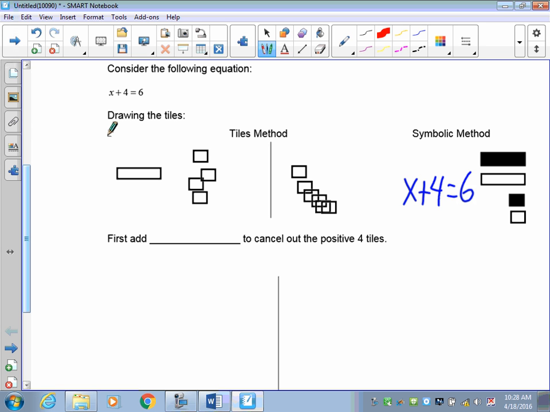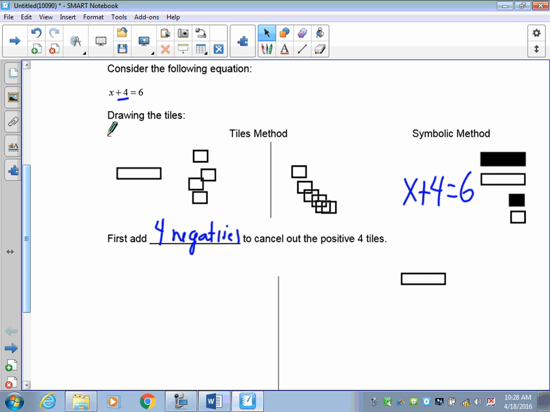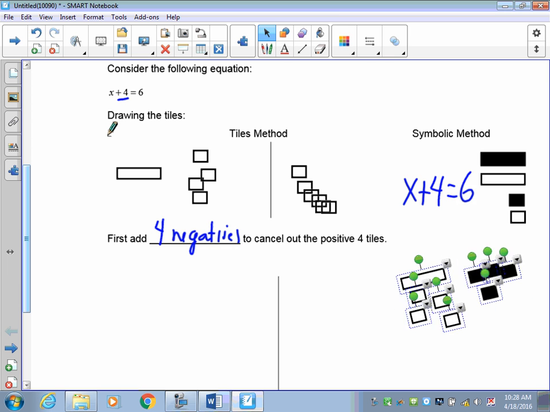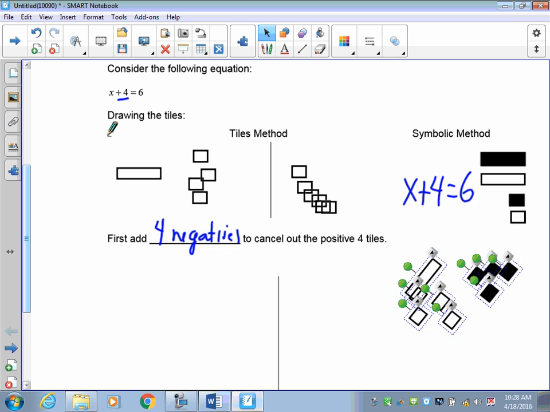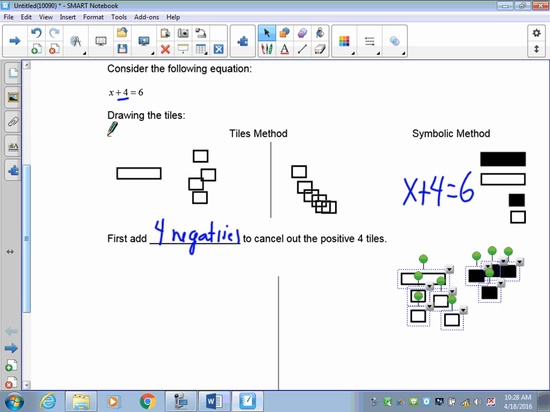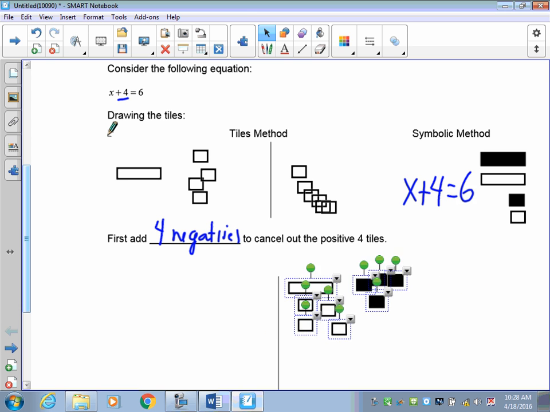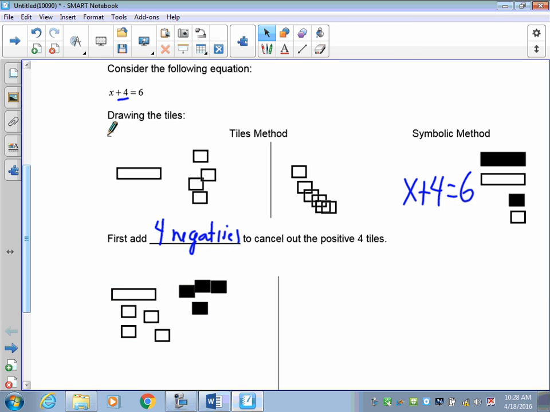I like to think of it this way. If you're adding 4, to undo adding 4, all we need to do is subtract 4. Or you can add 4 negatives. And remember, if you add 4 negatives to one side, you must add 4 negatives to the other. So down below, I've now got my x plus 4, but I'm not going to put 4 negatives with it. All right. There's x plus 4, my x and my 4.